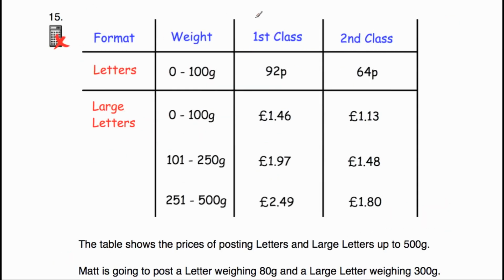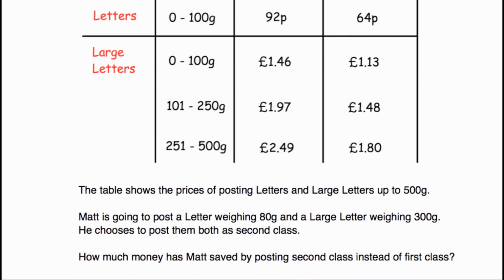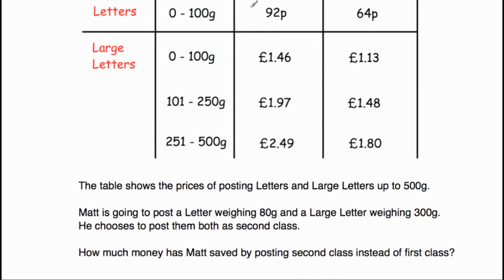Okay, question number 15. So question 15, we've been given this table and we've got format, letters and large letters, and we've got weights 0 to 100 grams, 0 to 100, 101 to 250, 251 to 500. We've got first class and second class, and it says the table shows the prices of posting letters and large letters up to 500 grams. And Matt is going to post a letter weighing 80 grams. So a letter weighing 80 grams, that's in here. And he's going to post a large letter weighing 300 grams.